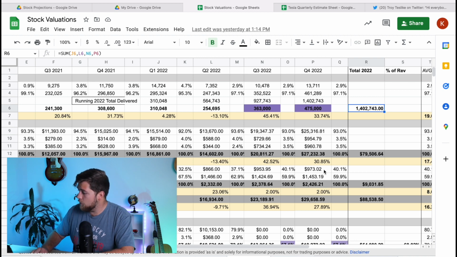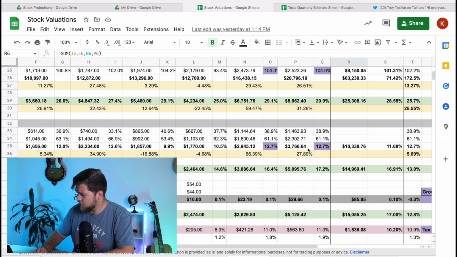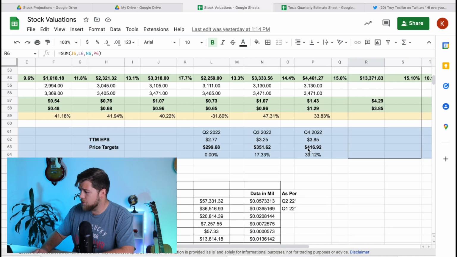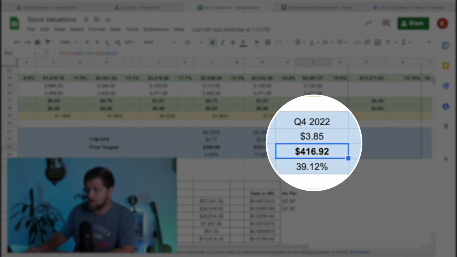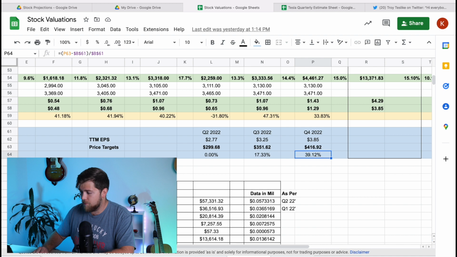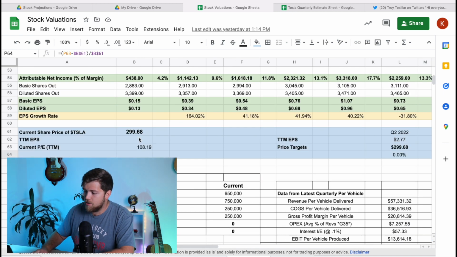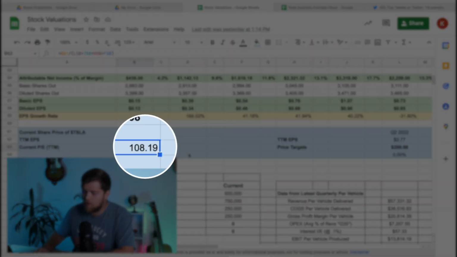And so with 1.4 million vehicles being produced in 2022, if we scroll down here, we can see my Q4 2022 price target is $416. So that gives us a 39% upside in the stock as of right now. Now, one thing that is different about this spreadsheet in particular is that it does use the current 12-month trailing PE ratio. I just haven't ever put in anything in here for me to manipulate this number.